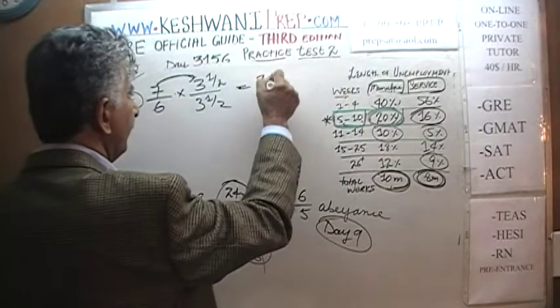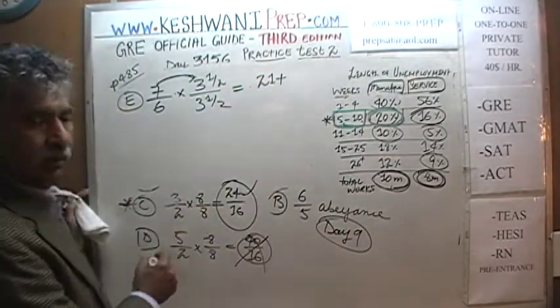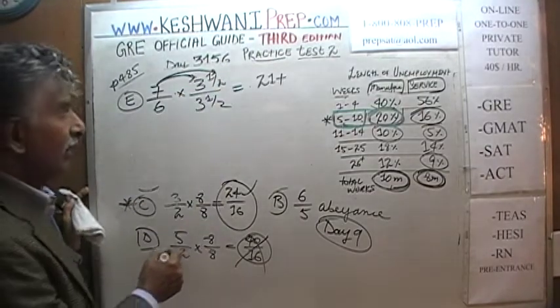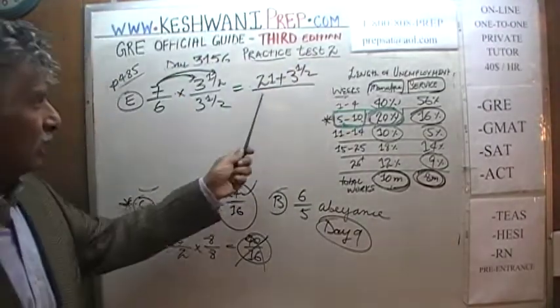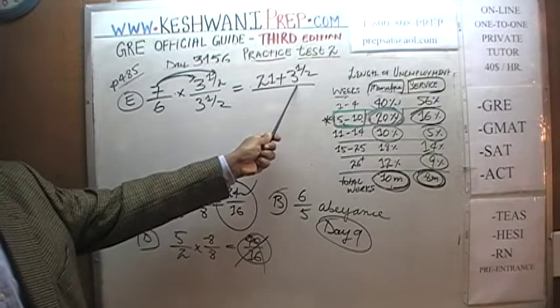7 times 3 is 21. Plus what? Plus half of 7. Half of 7 is how much? Half of 7 is 3.5. There you go, you see? 21 plus 3.5, we're already up to 24.5, which is exactly what we wanted because top is 25.